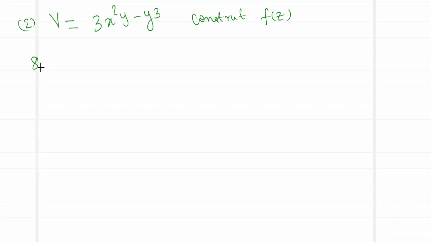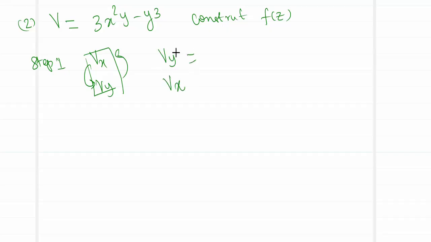So what is my step 1? My step 1 is computing the derivatives vx and vy. But in v, I need to keep in mind it is the opposite way round. That is, first we compute vy and then we compute vx. What is vy? vy will be equal to 3x square minus 3y square. What is vx? vx is going to be 6xy minus 0. So my step 1 is over.